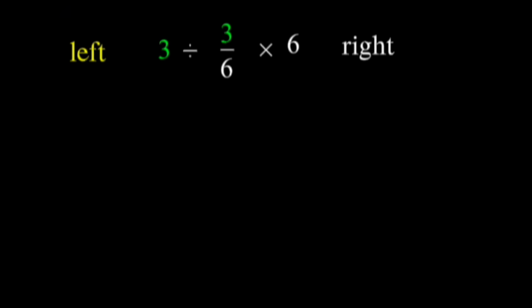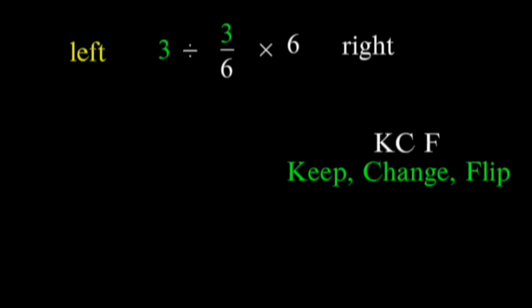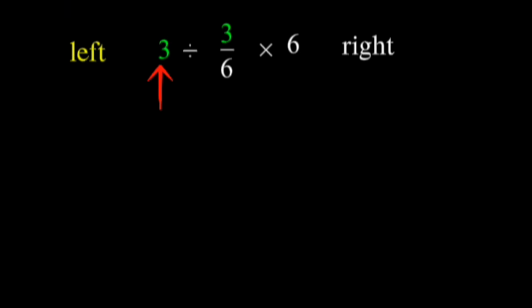Now consider this question. 3 divided by 3 over 6 multiplied by 6. In mathematical form, this is 3 divided by the fraction 3 over 6 multiplied by 6. To solve this question, we use the KCF rule. According to the KCF rule, we keep the first number as it is, change the division to multiplication, and take the reciprocal of the second number.